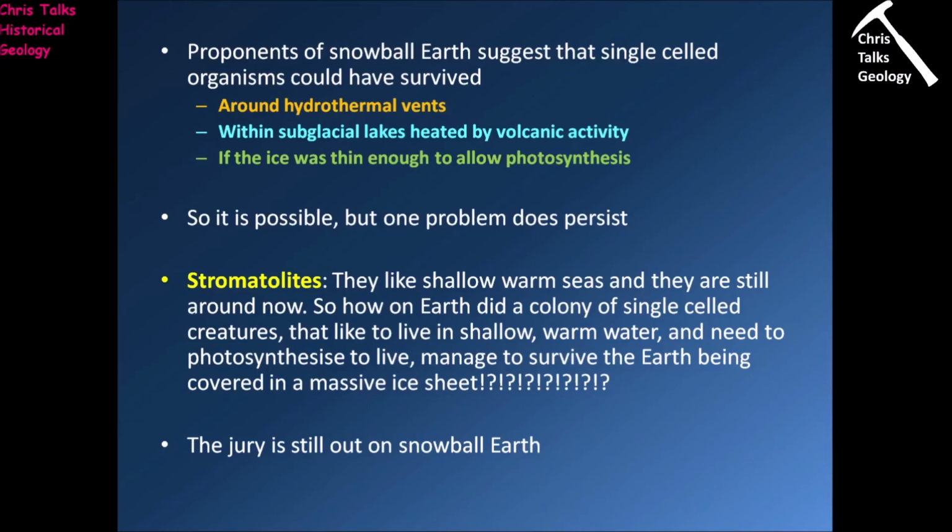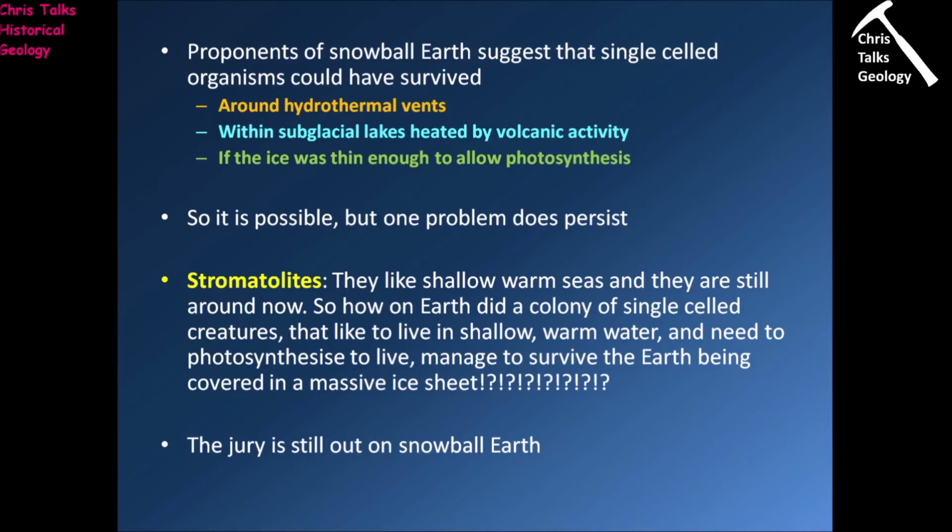However, one problem does persist, and that problem is stromatolites. The thing about stromatolites is they like shallow, warm seas. Now, we know stromatolites existed before snowball Earth, and we know stromatolites exist now. So if there was a snowball Earth event, clearly the stromatolites managed to survive. The problem is that snowball Earth is going to get rid of large quantities of the ocean surface, and it's also going to cause global temperatures to drop substantially. So ocean temperatures are also going to decrease a lot, and these would have been rather challenging conditions for stromatolites to survive.